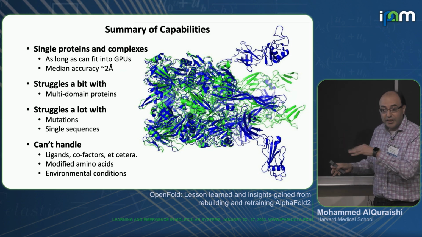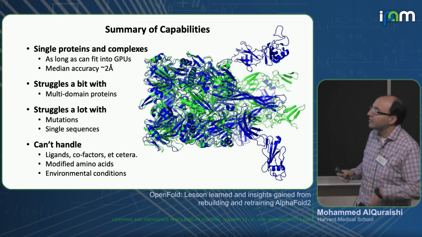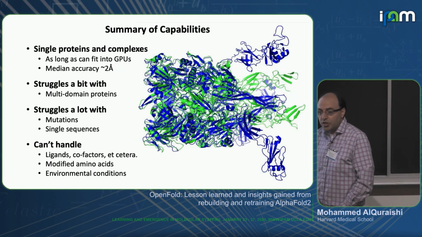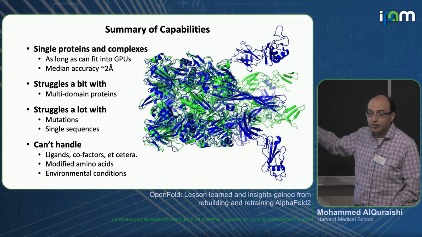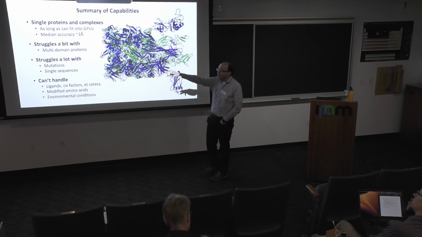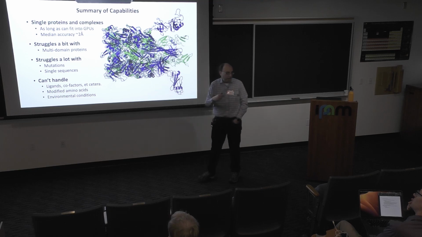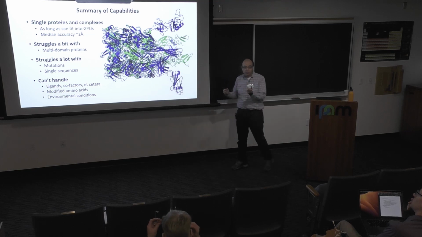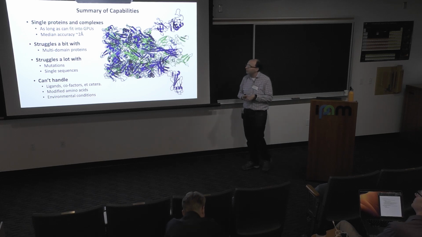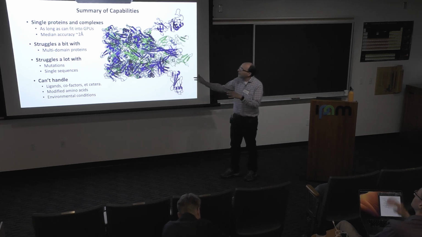AlphaFold2 scales cubically in the length of the protein, so that's a bit of a limitation. It still struggles a bit with multi-domain proteins or protein complexes. It's not perfect, and not nearly as good as with individual proteins. And it struggles quite a bit with things like mutations or single sequences. If you want to understand how a mutation is going to impact the structure of a protein, AlphaFold doesn't do very well in that regard. It can't really tell you that sort of information.